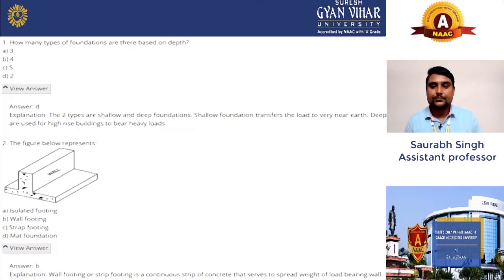Now let's see the second question, about the figure below. It asks what kind of footing this is. Options given here are: isolated footing, wall footing, strap footing and mat foundation. Right answer will be B, it is wall footing. And there is also an explanation: wall footing or strip footing is continuous strip of concrete that serves to spread the weight of the load bearing wall.